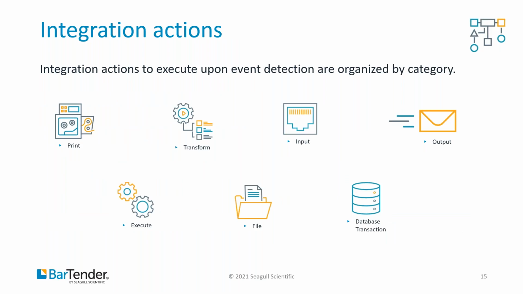Once the integration is detected, variable set, etc., we then come to what do we want to do as a result. So what do we want to do in terms of actions? And these actions fall into seven different categories. So we have printing actions, which is obviously for printing BarTender documents. Transform actions, where we're taking the input data and we want to modify or validate that data in some fashion.